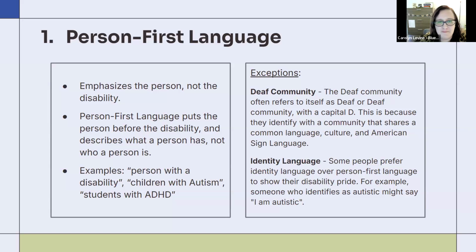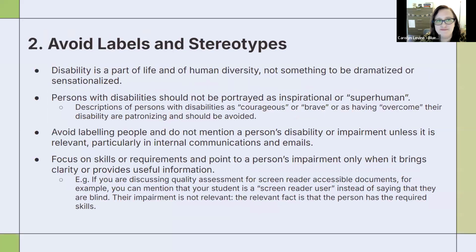Some people might not prefer person-first language. I think this next one is pretty self-explanatory though, avoiding labels and stereotypes. Everyone is disabled in some way. We all have our strengths and our limitations, and disability is just part of diversity in general. It's not something that needs to be dramatized or sensationalized. This is a pet peeve of mine, when people try to portray folks with disabilities as being inspirational or superhuman and say things like, oh, they're so courageous and brave, or they've overcome their disability. That's patronizing. Please don't do that.